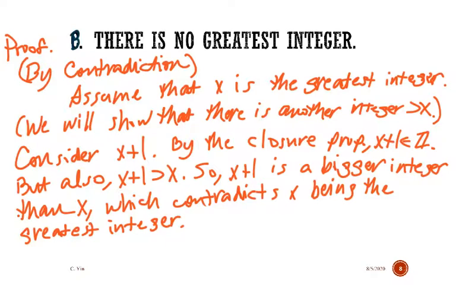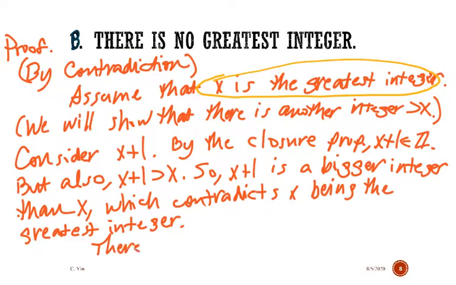And because we got this contradiction, that means that up here when we assume that x is the greatest integer, that wasn't really true. And you could keep doing this, if x plus 1 is the greatest integer, well, you could always add another 1 and another 1 and another 1. And so since you could continue this process, we can just say that there is no greatest integer. So I'm going to say, therefore, there is no greatest integer.